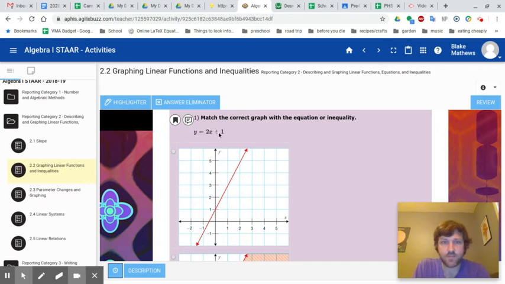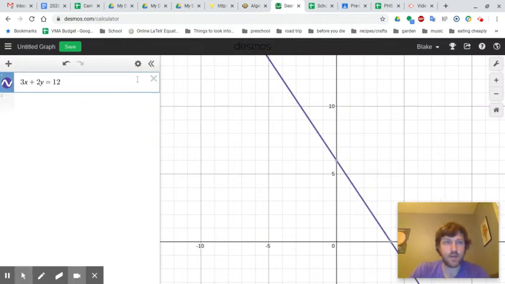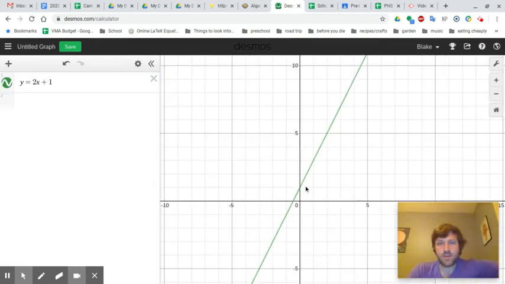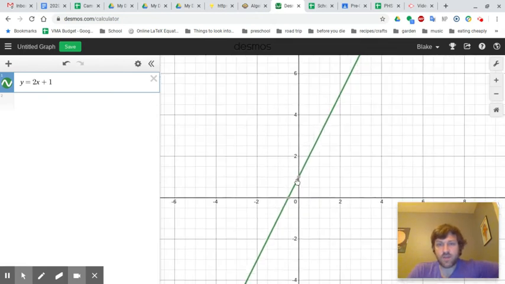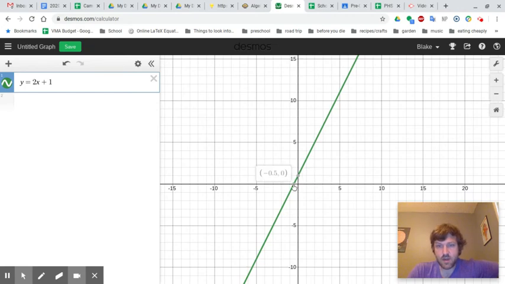So we're going to just jump right in, and I'm going to type this equation into my Desmos. Y equals 2x plus 1. Clear out what we had in from before. Y equals 2x plus 1. Okay, so right away, I see the general shape of the slope. I see that it crosses at 0, 1 and negative 0.5 on the x. So we're looking for these points. We're looking for a line that looks about like this.